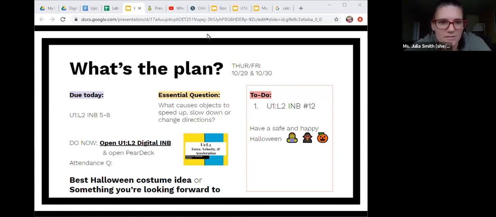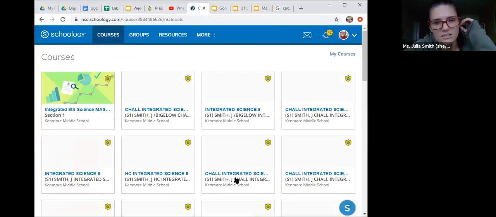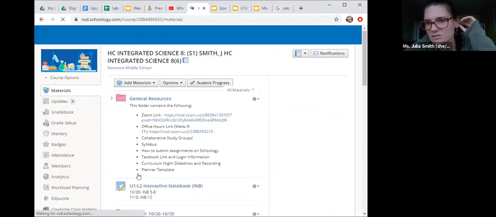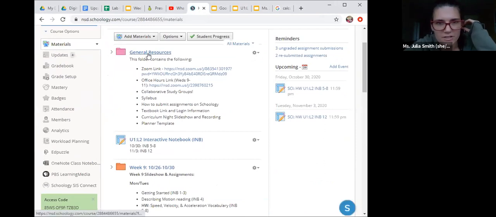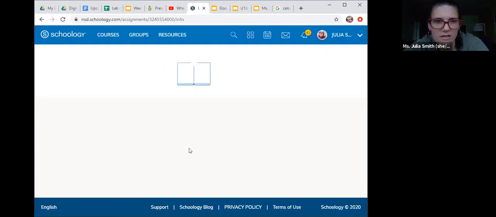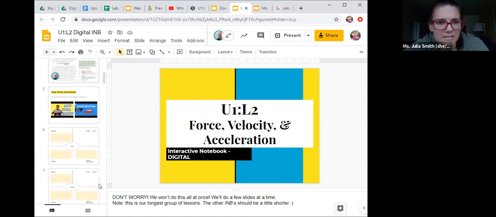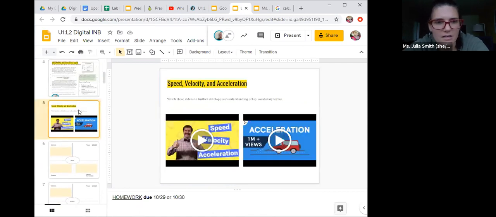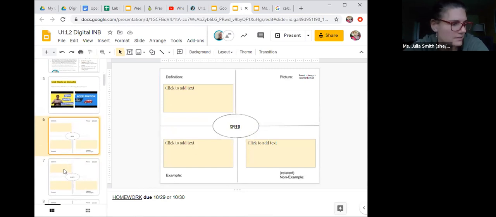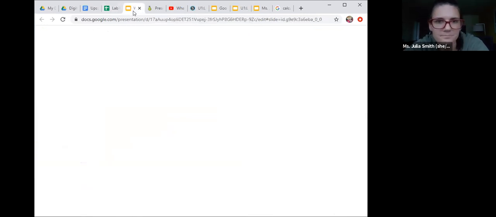Today you have the Unit 1, Lesson 2, Interactive Notebook, slides 5 through 8 due. And so when you log into Schoology, we'll do 6th period this time. When you log into Schoology, in between the general resources folder and the week 9 folder, you have your U1 L2 interactive notebook. When you click on that, it opens your own document. And so due today is the slides 5, 6, 7, and 8.